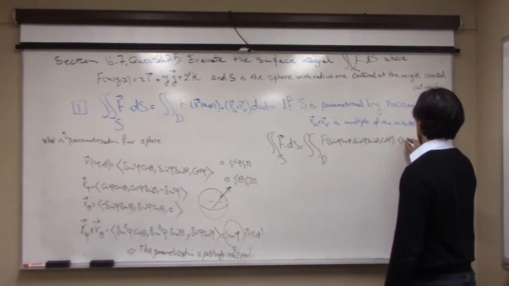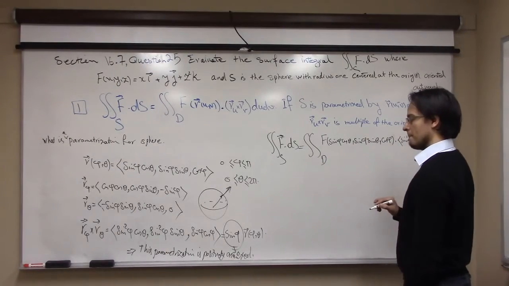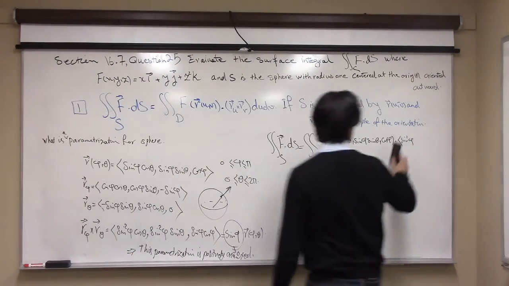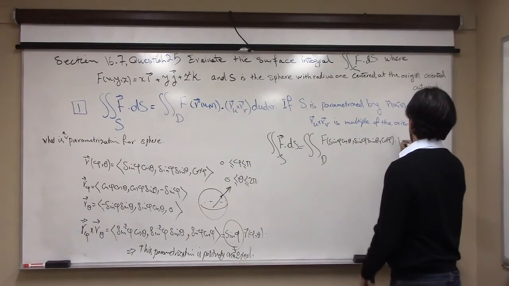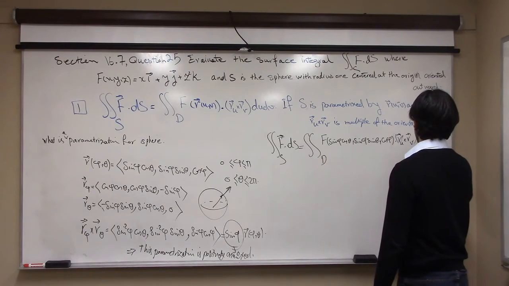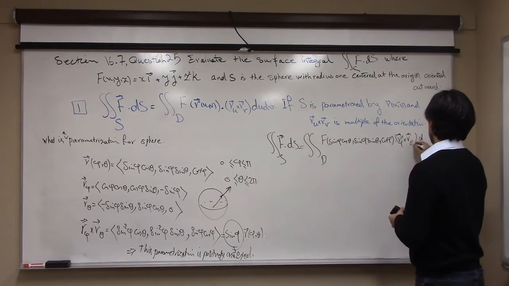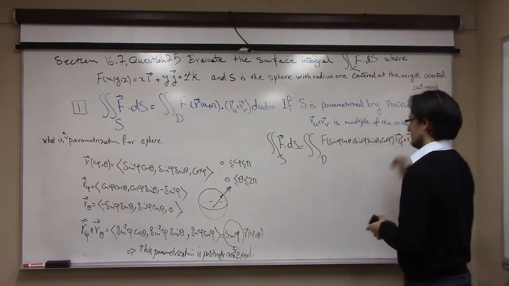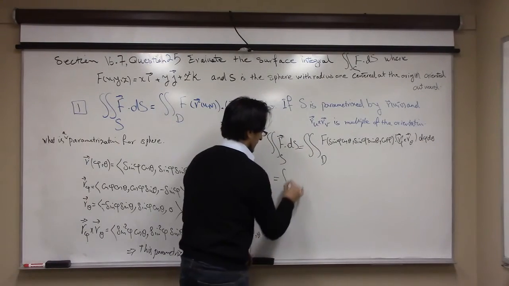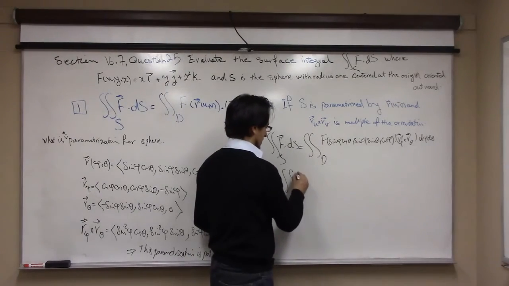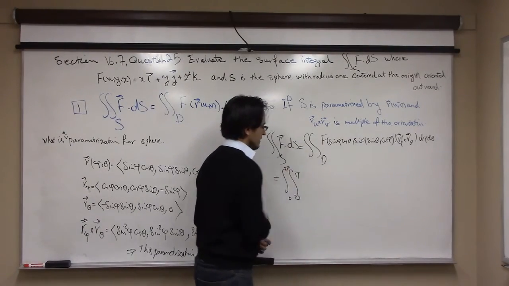So it is sine squared phi. Okay, let me write just r phi, r u cross r v. These are in terms of phi and theta, and then d phi d theta. I know that the parameters go from 0 to pi and 0 to 2 pi.